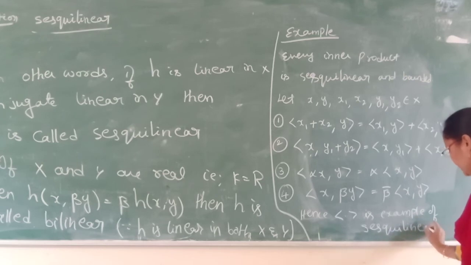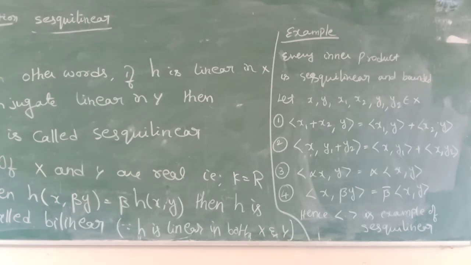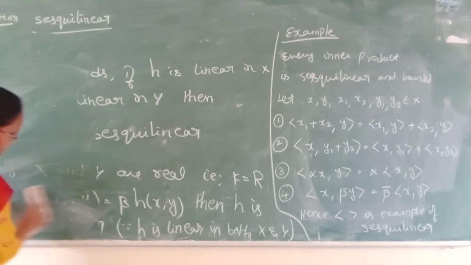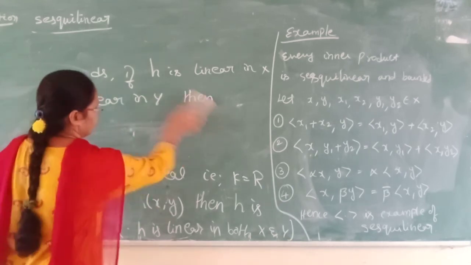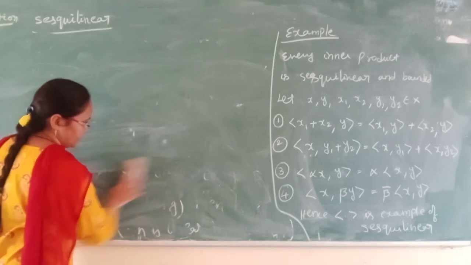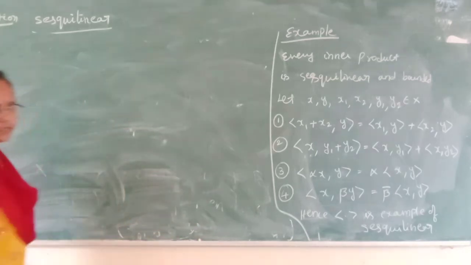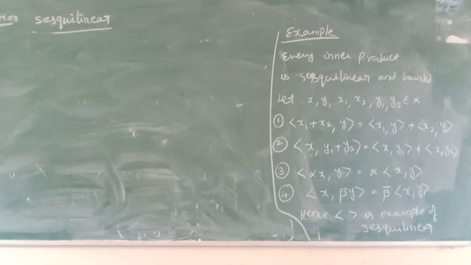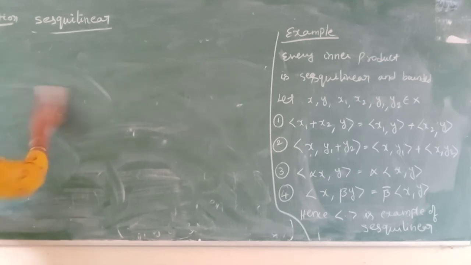This is an example of sesquilinear because it satisfied all the sesquilinear conditions. Next one, boundedness. The boundedness definition is, you already know that if the modulus of a function is less than or equal to a certain constant, then that function is called bounded. Same thing here, instead of the function we have the inner product. So here also we have to show that the modulus of the inner product is less than or equal to a certain constant.